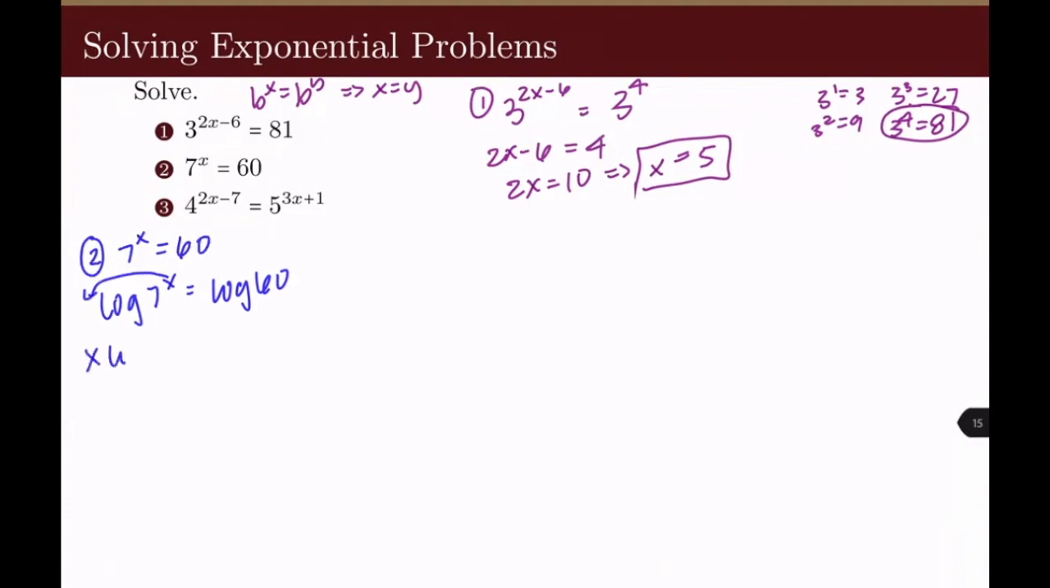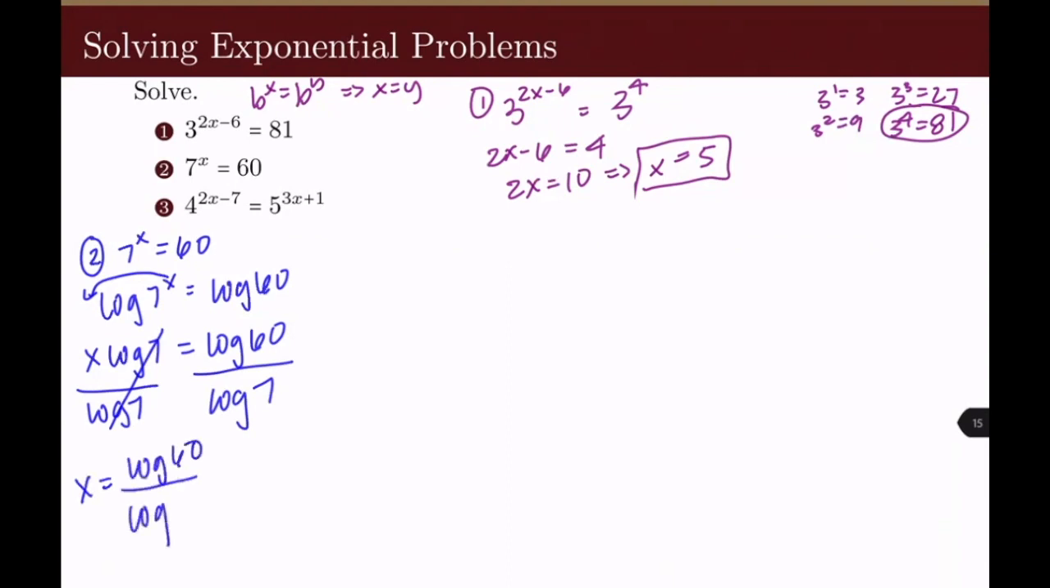So it's x log 7 equals log 60. Now we are just going to remember that the log of 7 is just a number. If you put log 7 in your calculator, you're just going to get some decimal. So we can divide by it. So we're going to divide by log 7. And now we have x equals log 60 over log 7, which is approximately 2.1041. Not too bad, right?